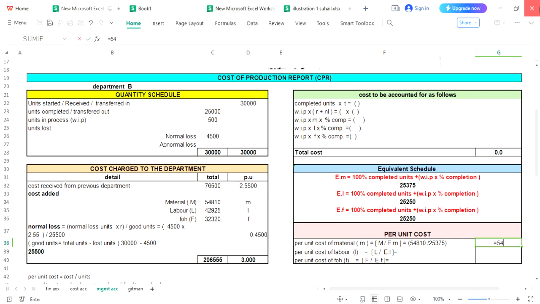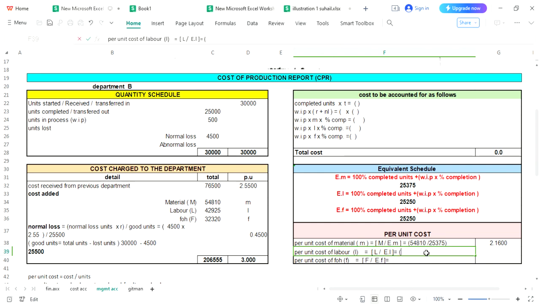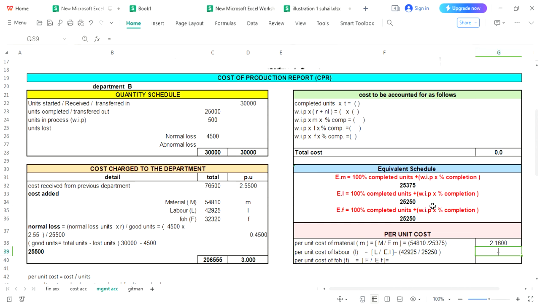Now write it on your calculators. What will you write? 54810, and it would be divided by 25375. So this way you have calculated per unit cost of material, and now you are going to prepare your per unit cost of labor, for which you need total cost of labor. Here come in left side, there you can see that all three costs are mentioned already. We have written these amounts from the book. Labor cost is 42,925. So put over here 42,925, and then you are going to divide it with what? Equivalent of labor. And here you have calculated equivalent of labor, 25250. Put 25250 over here, close your bracket, mathematical statement completed.